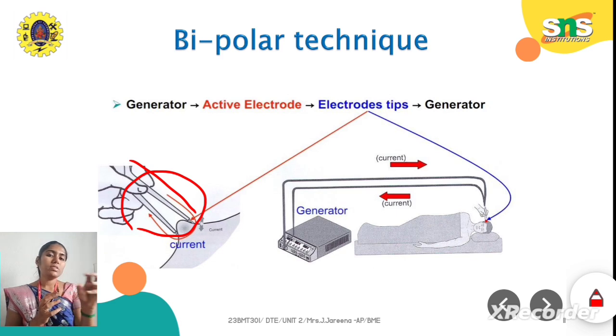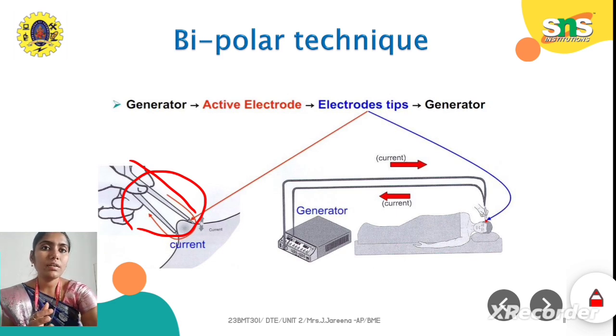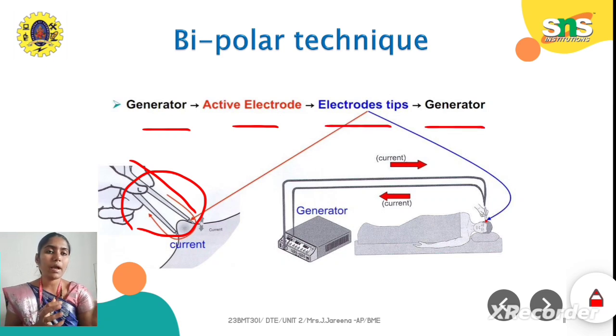If you see the current path here, it goes from the generator to the active electrode, then to the electrode tips, and again returns back to the generator. This is how the loop is closed in the bipolar technique. Whatever technique we are using, we should ensure that the loop is getting closed, because if it is not, the patient's skin or tissue will get burnt, or it will end up with very adverse side effects, and it may even cause death. So we have to ensure that whatever technique we use, the loop is closed.